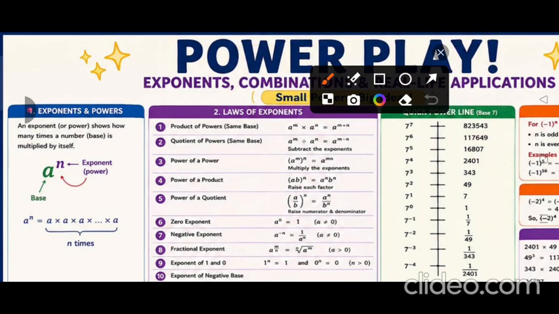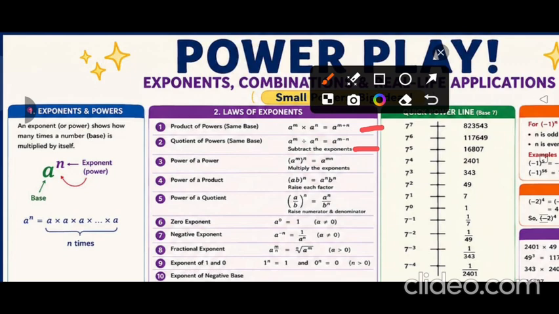Next we have laws of exponents. Product of powers: a raised to the power m multiplied by a raised to the power n. Same base, then exponents get added. Quotient of powers having the same base: a raised to the power m divided by a raised to the power n. In case of division, we subtract the exponents. So we write it as a raised to the power m minus n.